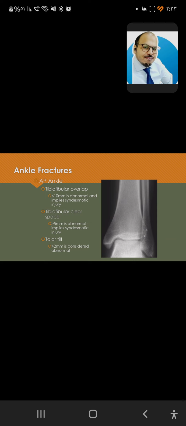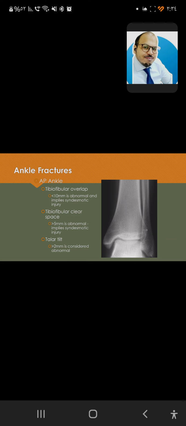فهذه الكلير الأوفرلاب it has to be less than 10 millimeter. لا عفوا، less than 2 millimeter is abnormal. خلاص 10 millimeter أو more هذا النورمال. كل ما قلت this is abnormal and it implies a syndesmotic injury. التibiofibular clear space المفروض تصير أقل من 5 millimeter, so more than 5 millimeter is abnormal, and this implies a syndesmotic injury.